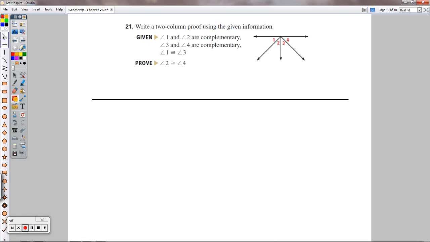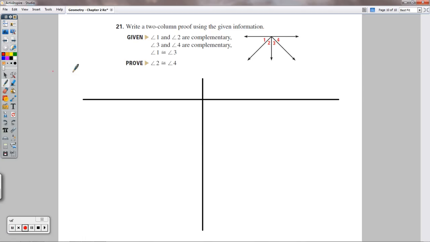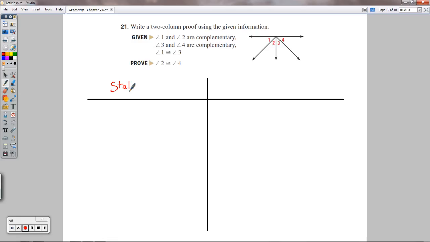So here's my 2 columns. Oh, that looks so pretty. Statements and reasons. Okay. Let's see what we got here. We have a few things given to us. Let's start by writing those things down. Angle 1 and angle 2 are complementary.